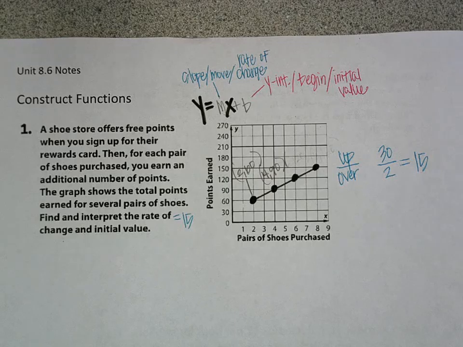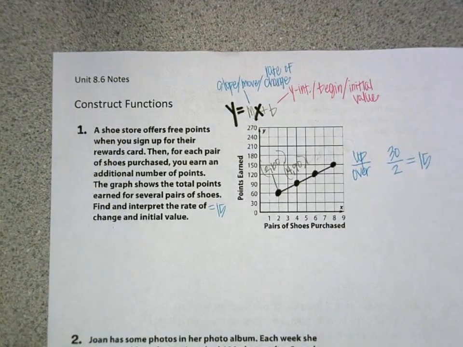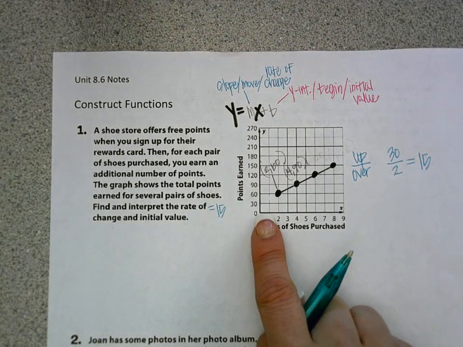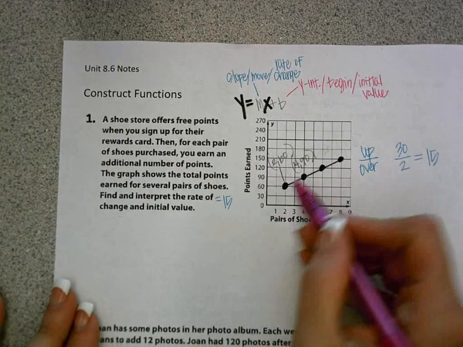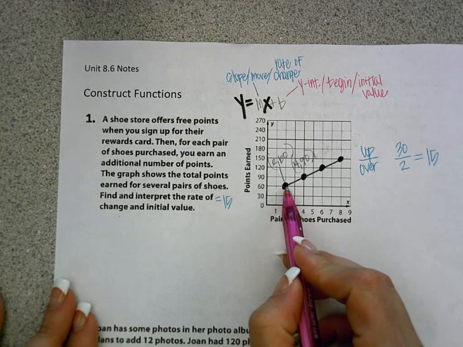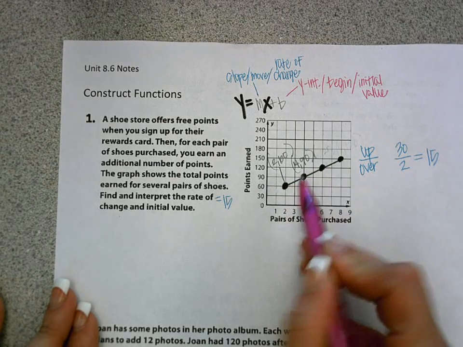Then initial value: initial means where do you start at? In this problem, you're in a rewards club, but the first time you sign up, you get points just for signing up. You didn't have to purchase any pairs of shoes, and you would already have some points. How do you know you get 30 points? You just go backwards. For every pair of shoes, how much do you go up? You go up 15 each time. So you can go backwards.